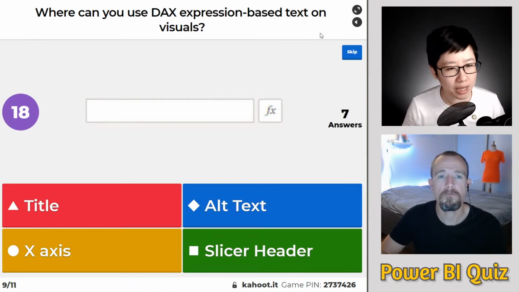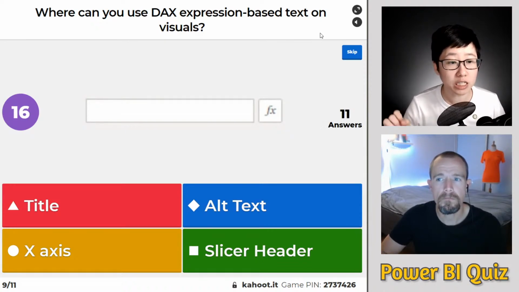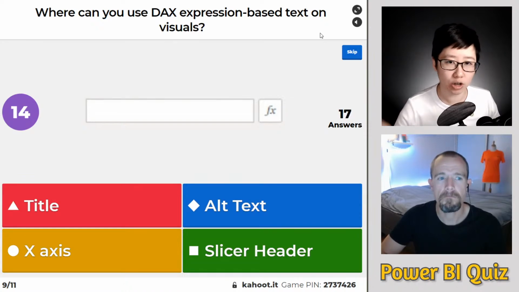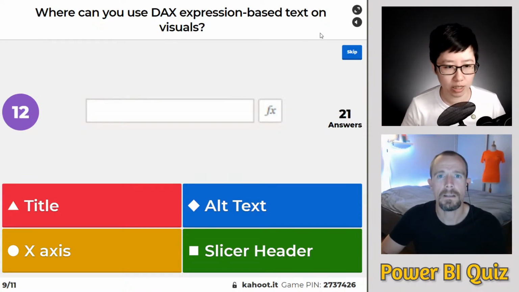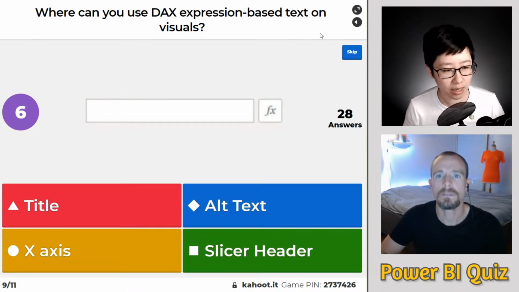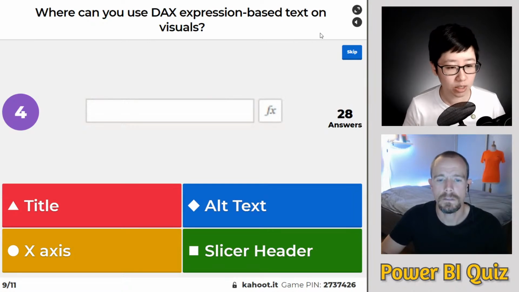But there are some places where you can use DAX expression-based text so that depending on how you click on your slices or stuff, this thing would change. Where are these places? Title? Is it in the alternate text? Is it the x-axis or the slicer header?